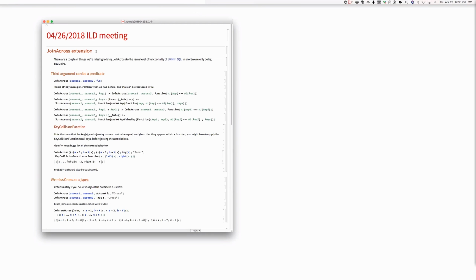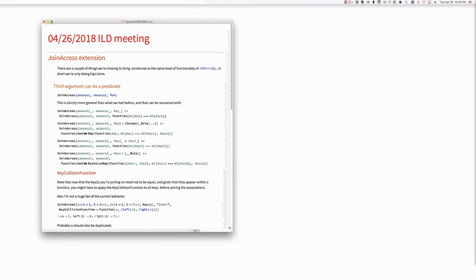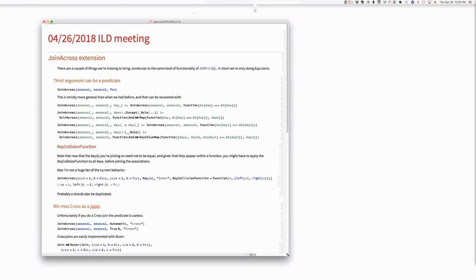Okay, first is about generalizing, extending JoinAcross. JoinAcross is not a function that I have to say I end up using that much. We're missing what's needed to bring JoinAcross to the same level as join in SQL. We're only doing equi-joins. Okay, who is going to discuss this?